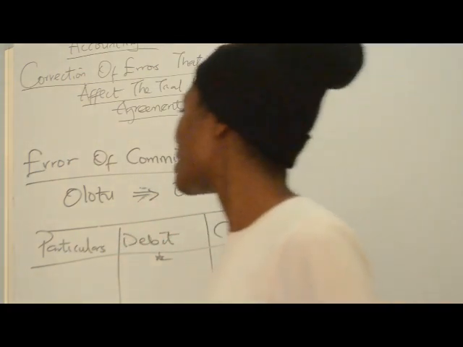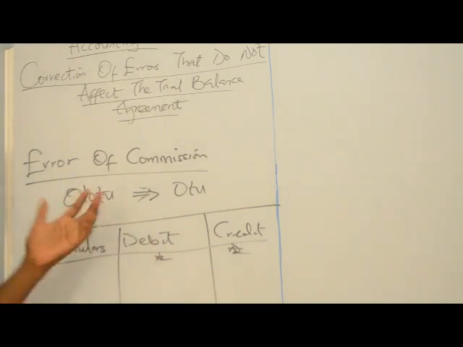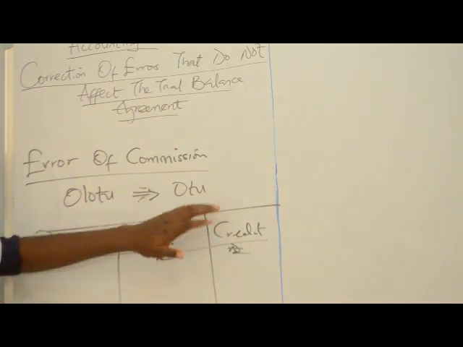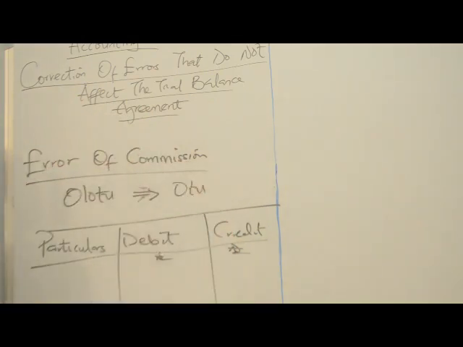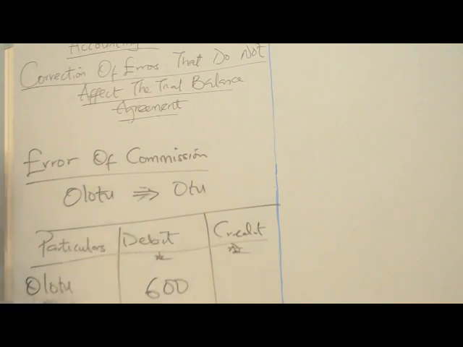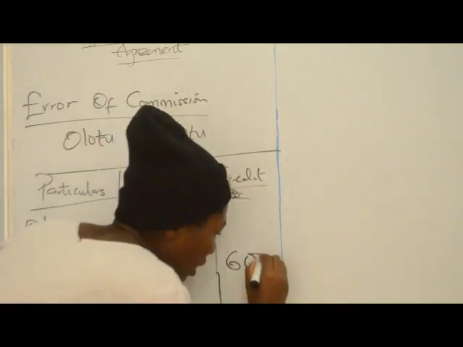Since Olotu was the correct account to be entered, we'll be taking our money to his account, debiting his account with 600 naira, and then taking away that 600 from Otu's account. Are we together? So we'll be entering 600 naira in Olotu's account. In Otu's account, because we already entered the amount before, although it's not supposed to be there, we'll be removing it. By removing, we are crediting his account.